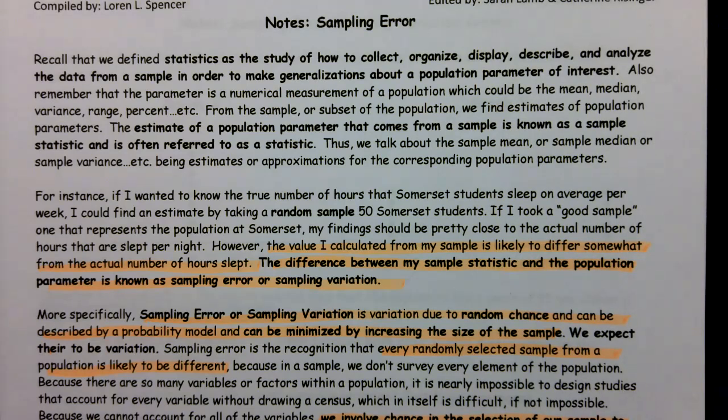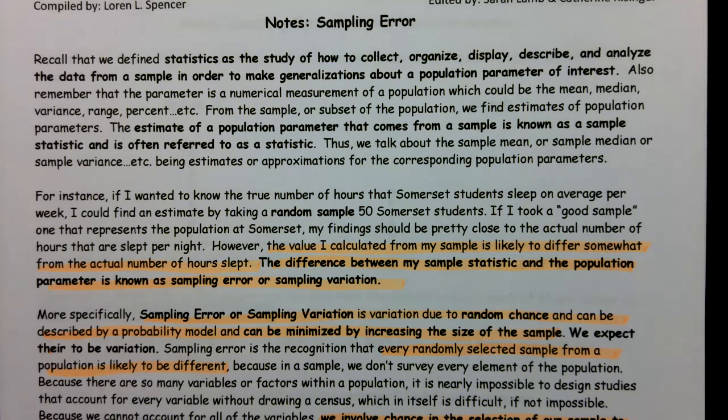From the sample or subset of the population, we find the estimates. That estimate is known as a sample statistic, and we just refer to it as a statistic. So a statistic is a measurement of the sample and estimates the population parameter. All right. So when we're talking about a sample, we talk about the sample mean or the sample median as opposed to the true mean, which would be the population parameter, or the true median. Sample mean is a sample statistic, it's the sample average. The true mean is the population mean or population average.